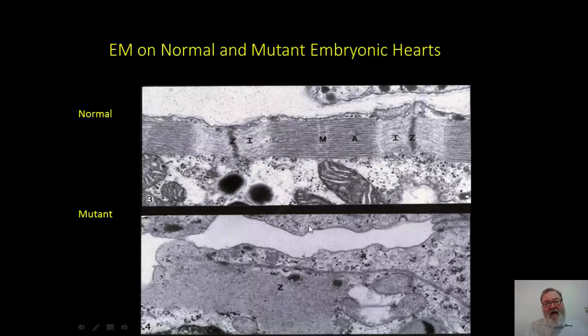If we look by electron microscopy at the hearts of normal and mutant siblings, it's pretty obvious why the mutant embryonic hearts failed to beat. Here's a normal heart, has well-organized sarcomeric myofibrils complete with A bands and I bands, Z lines, M lines, and so forth. If we look at the mutant cells, however, instead of these organized sarcomeric myofibrils, which are the machinery for cell contraction in the heart, you get instead these amorphous proteinaceous collections.